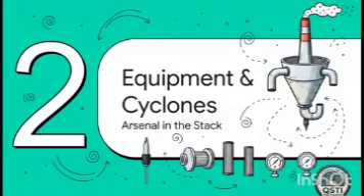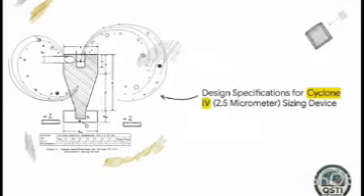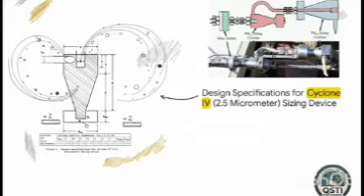Moving right along to Section 2, Equipment and the Cyclones. This is your arsenal in the stack. At the absolute heart of this method is Cyclone IV. This is the device responsible for sizing those tiny 2.5 micrometer particles. These cyclones are usually made of stainless steel or sometimes high-temp specialty metals like Inconel if you're working in really extreme stack conditions. But the massive takeaway here is the absolute uncompromising precision required.